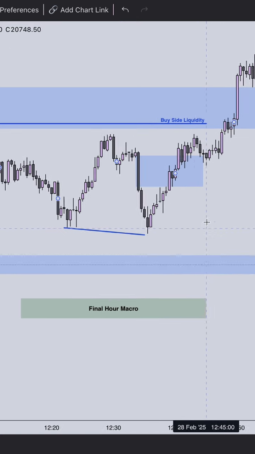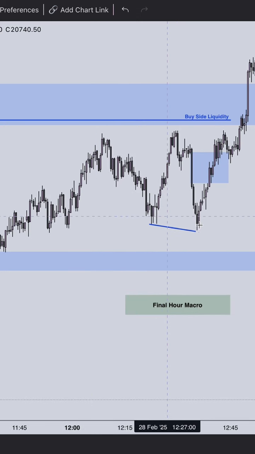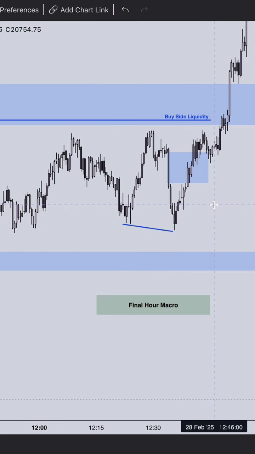So how do you know if the fair value gap is going to stay open? Well, we have a macro, we have SMT and price took liquidity, and we disrespected PD arrays to the upside, meaning that we'll start using them as opportunities to go long.